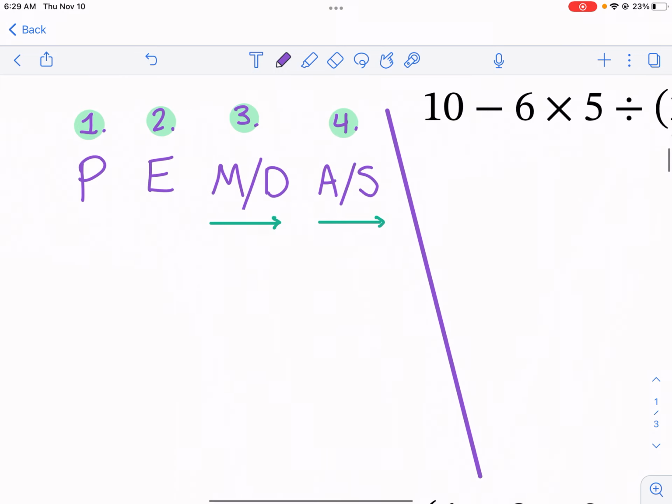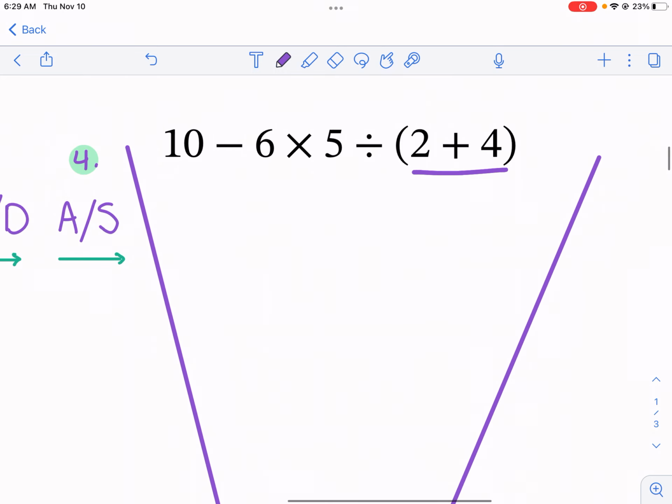I know I'm going to start with parentheses, though. Number 1, parentheses. So I have 2 plus 4, and that gives me 6. I'm going to rewrite everything else, okay? I know it looks weird when I write it backwards, but you can do it. You're just copying it down.